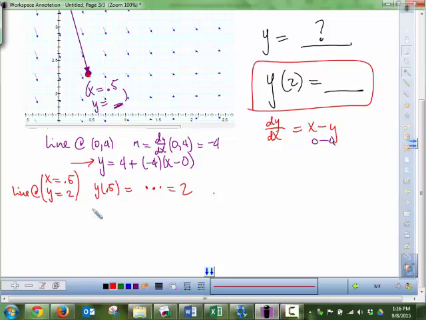So I need the slope, right? I have a point, I need a slope. M for my new m here is equal to, according to this, x minus y, so x minus y, dy dx. X is equal to 0.5. Y is equal to 2. Negative 1.5? Negative 2, negative 1.5, right? So it's not going to be as steep as negative 4. It'll look like it'll come out this way more.